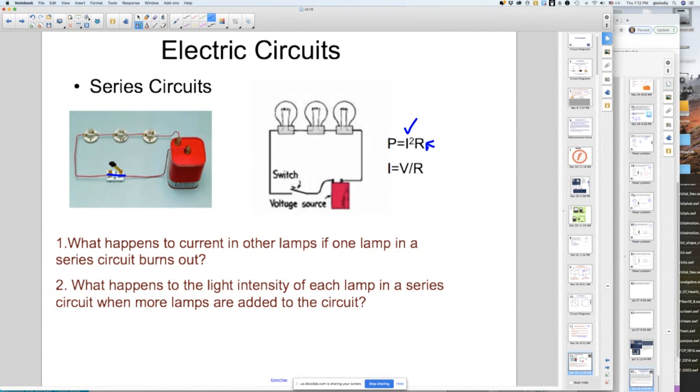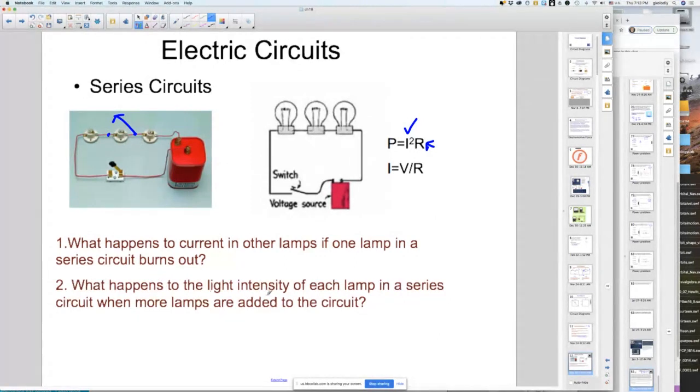Now, if they're in a series circuit, if one of these lamps blows out, that's like opening a switch here, okay? Except it's not here. The switch may be down, but it's going to break the circuit if one of these burns out. So that's like opening a switch over here, and therefore current will stop flowing.